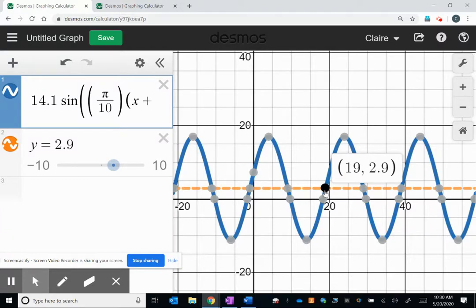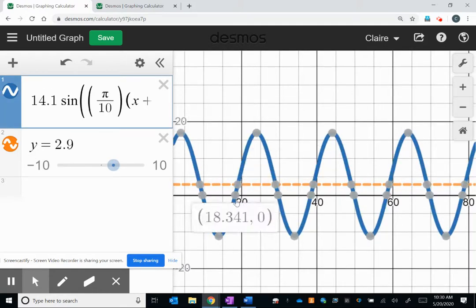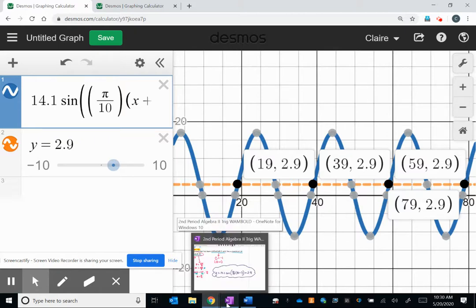So this x value is 19. If I complete another cycle, I should be 20 units away. 19 plus 20 is 39, and I could continue, right? Every time I complete a cycle, I'm another 20 units away. So it looks like our equation is exactly what we want it to be.